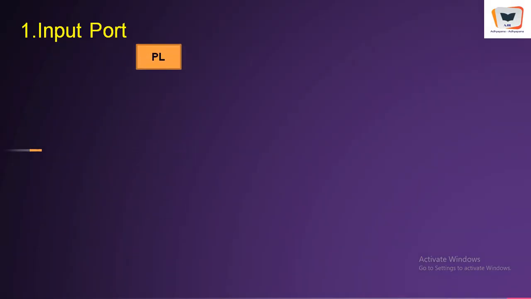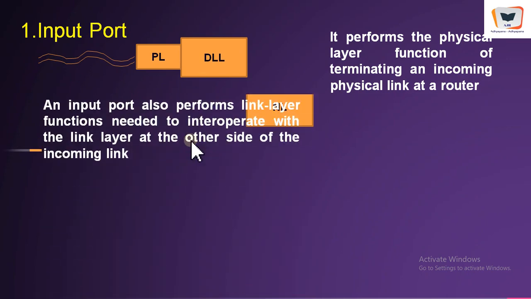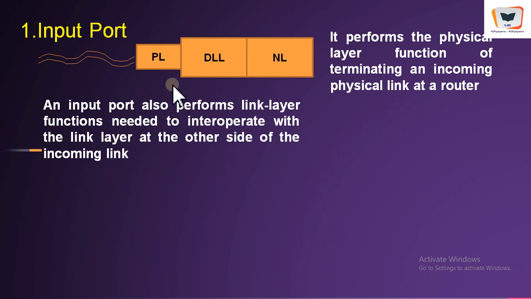Input port has 3 sub-functional units: the physical layer unit, the data link layer unit, and the network layer unit. It performs the physical layer function of terminating the incoming physical link at a router, because you should notice that the router being a physical device, at the port there is an input channel or a wire, the terminal of a link just intruding into the router. This should be sensed by the physical layer unit.